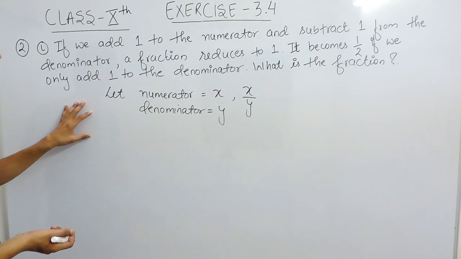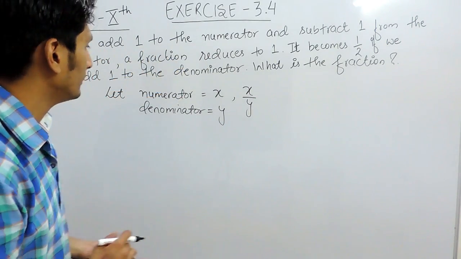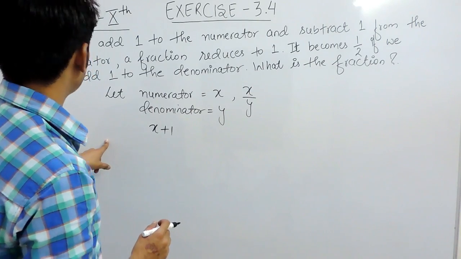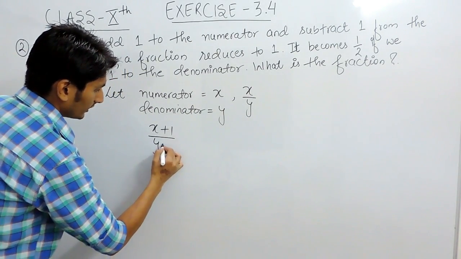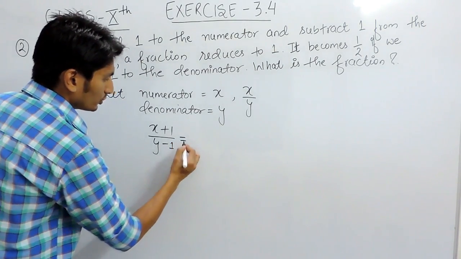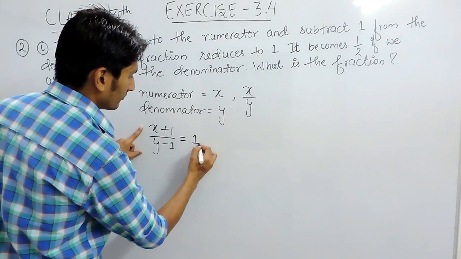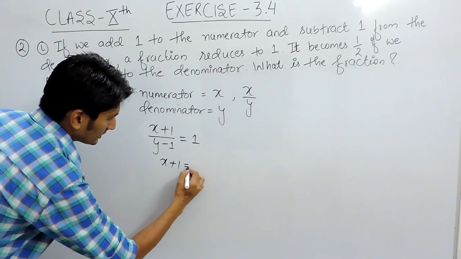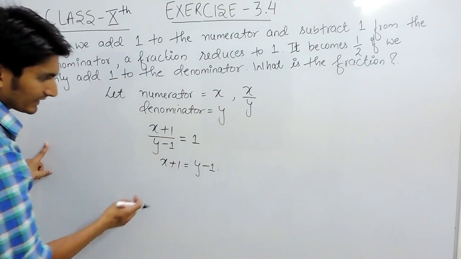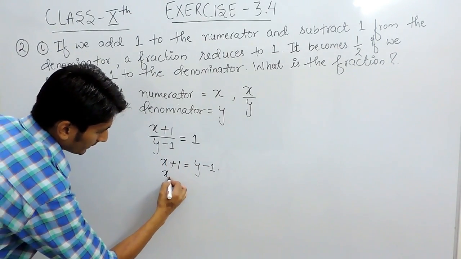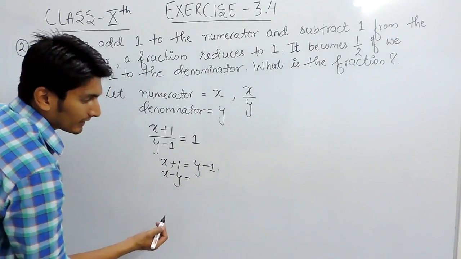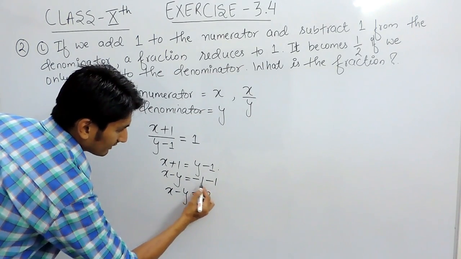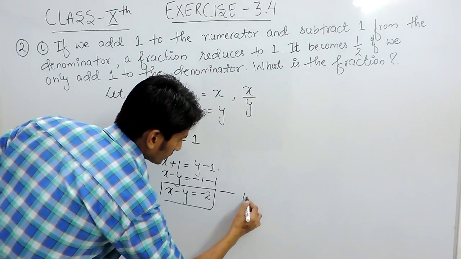According to the question, in the first case, it is given that if we add 1 to the numerator of a fraction and subtract 1 from the denominator, the fraction reduces to 1, meaning the value of the fraction becomes 1. So this is our first equation. You can solve it by cross multiplying. This is x plus 1 equals y minus 1. This y can be shifted to this side, and 1 can be shifted to that side. So this will become x minus y, and the positive 1 on that side will become negative. So negative 1, negative 1. So the equation will become x minus y equals minus 2, because negative and negative make positive. So this is our first equation.